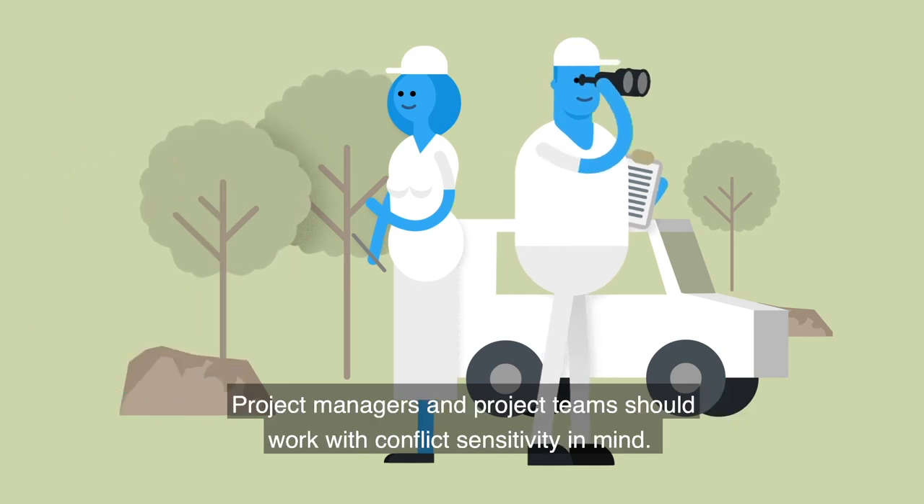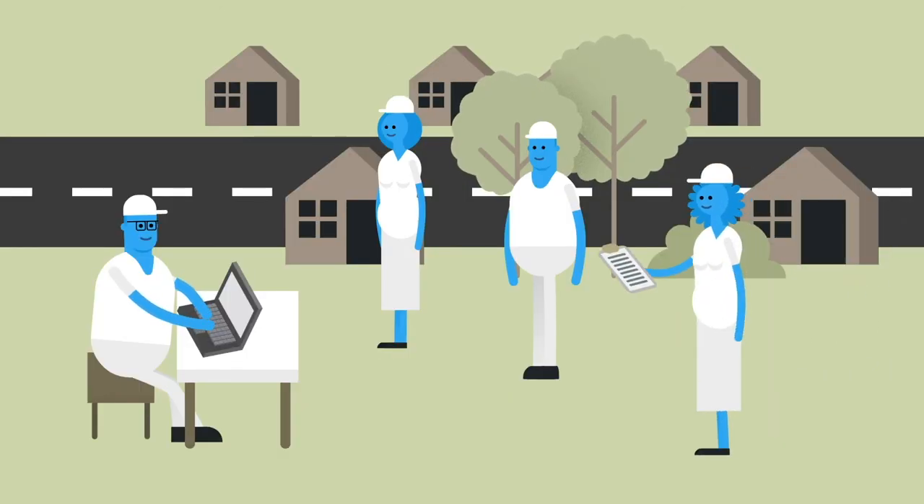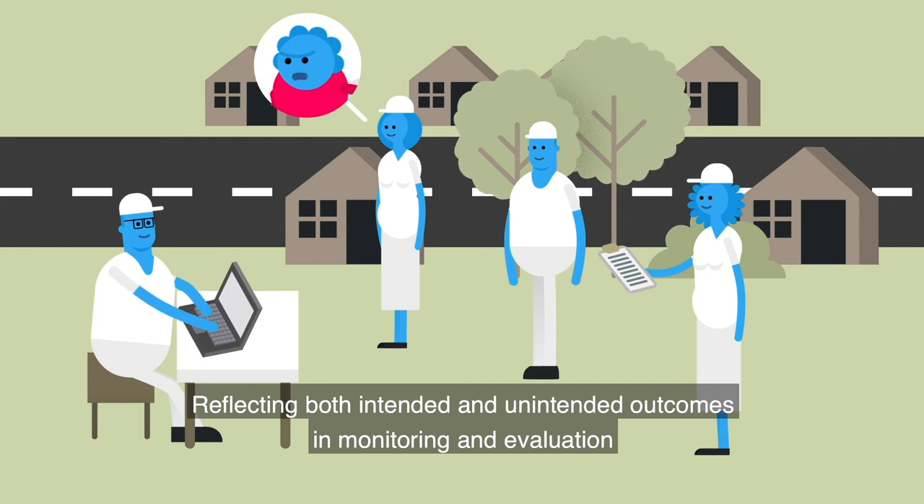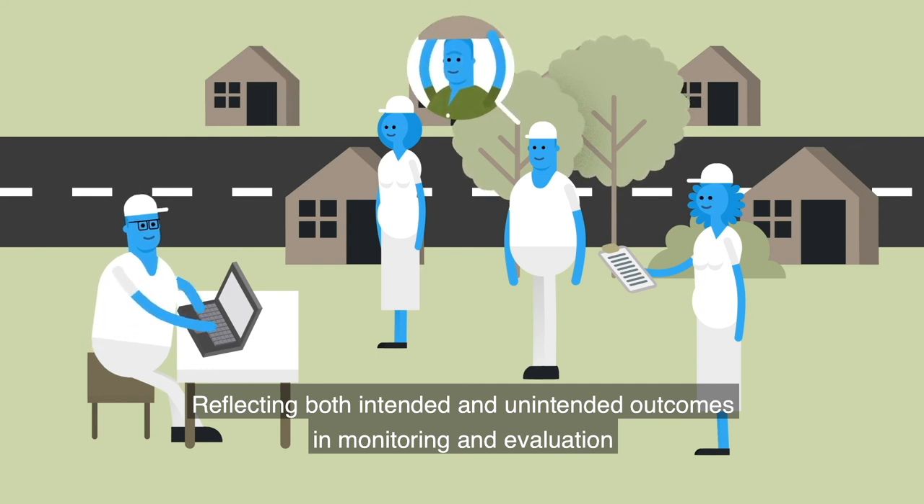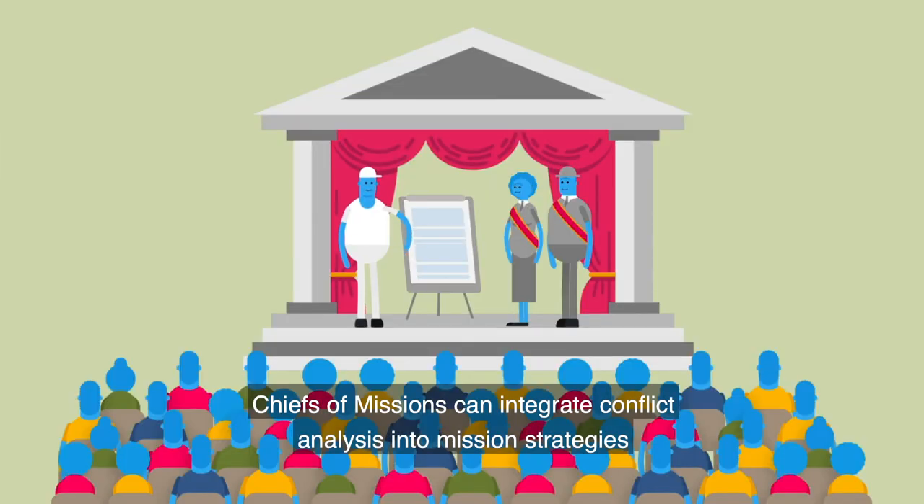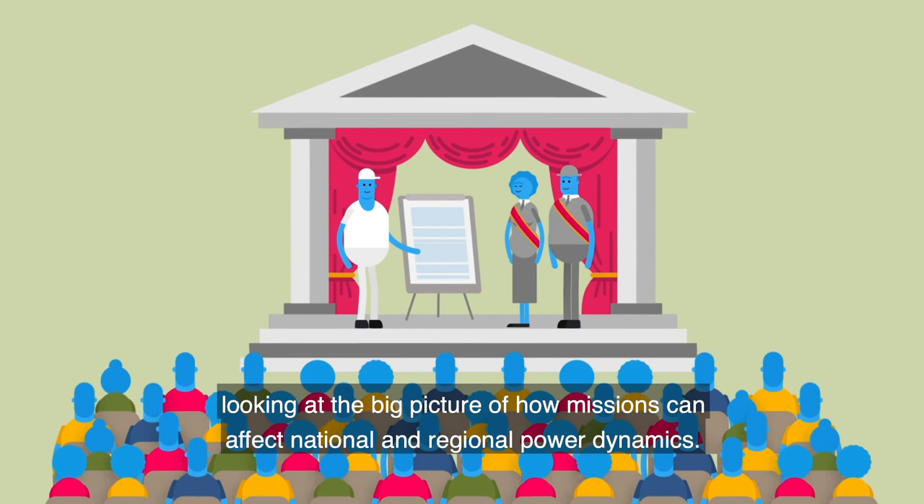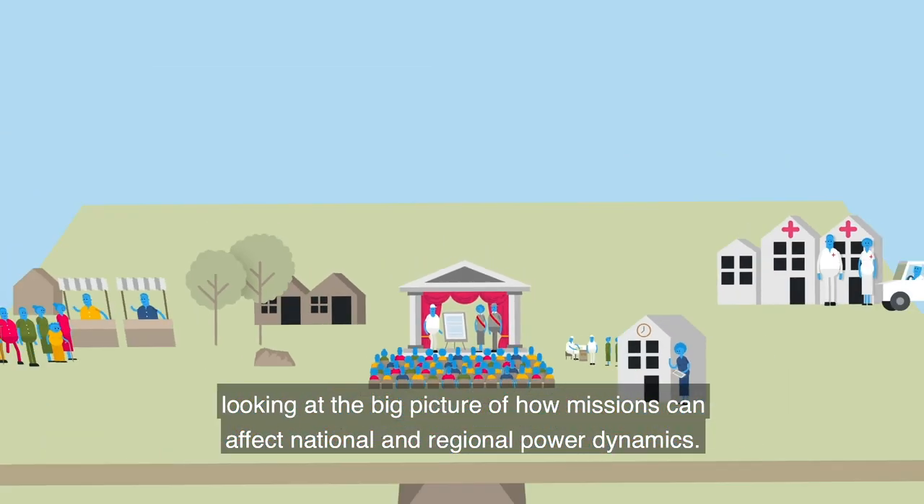Project managers and project teams should work with conflict sensitivity in mind. Reflecting both intended and unintended outcomes in monitoring and evaluation can help spot and address conflict challenges as part of IOM's programming. Chiefs of missions can integrate conflict analysis into mission strategies, looking at the big picture of how missions can affect national and regional power dynamics.